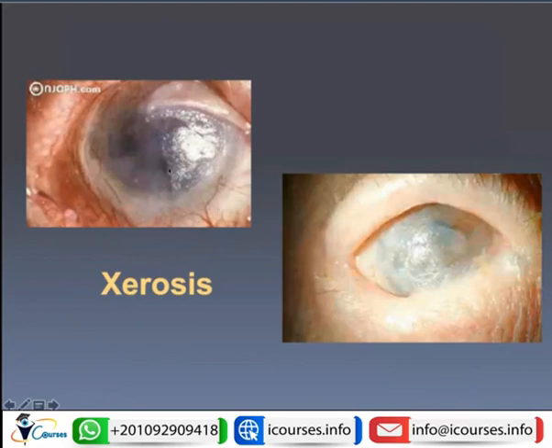So you can see that the cornea lost its luster. There is no luster of the cornea. This is because of the xerosis. So xerosis is a disease that occurs due to damage of the mucus glands of the conjunctiva.